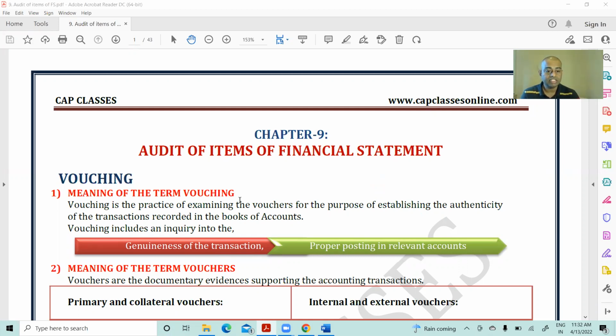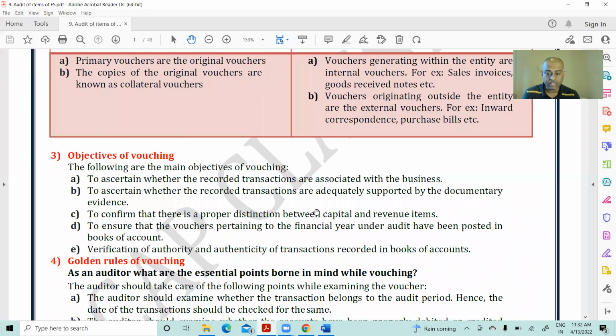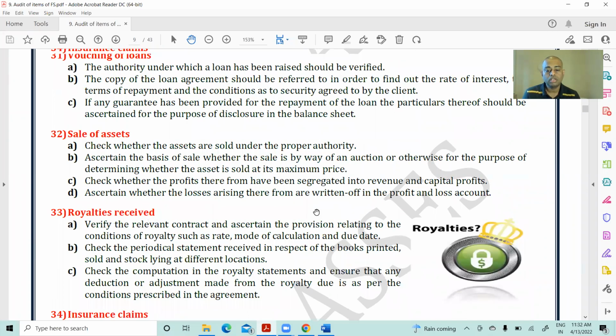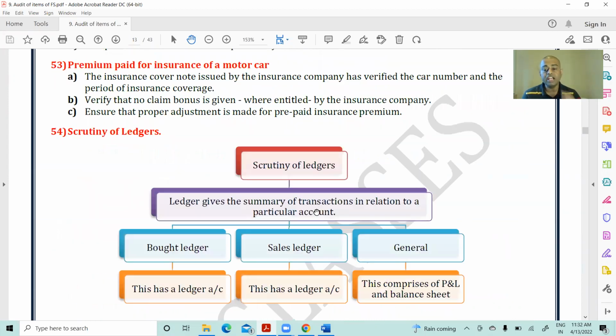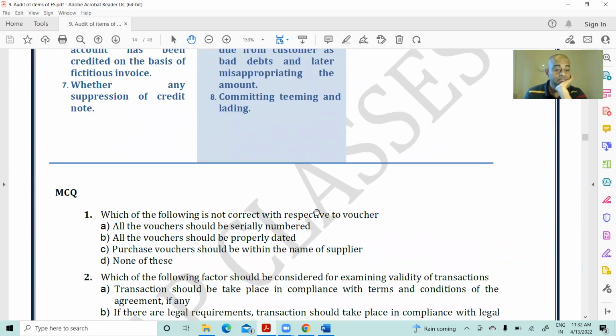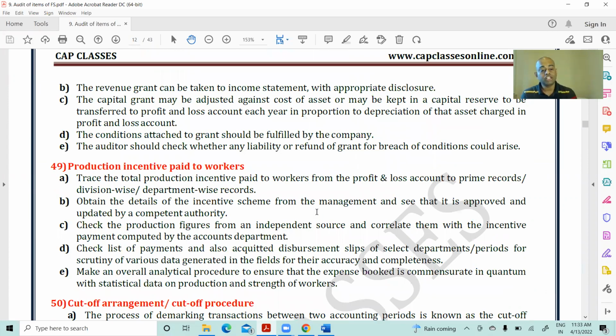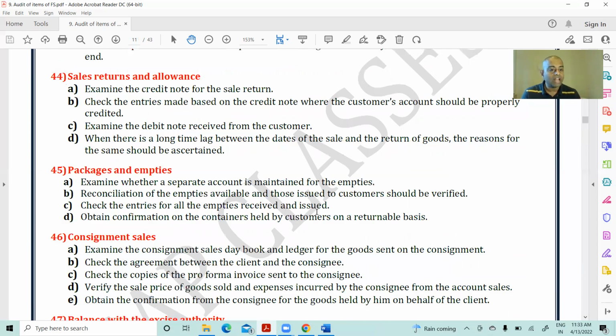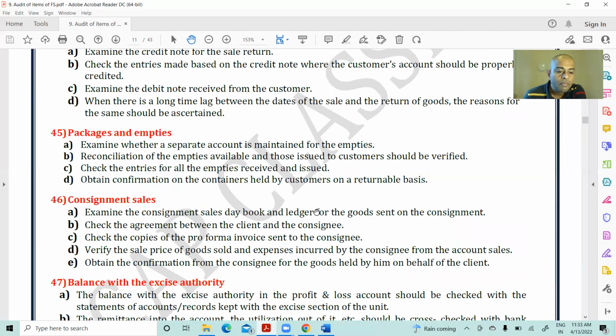In the previous class, we started audit of items of financial statement. Vouching of cash transactions, trading transactions, receipts, payments, expenses, revenue, all these things we have done. Then verification of assets and liabilities we entered. In that, verification of assets we have completed: non-current assets, tangible, intangible, everything. Then we entered current assets, that is also done. I think we need to do the liabilities part.